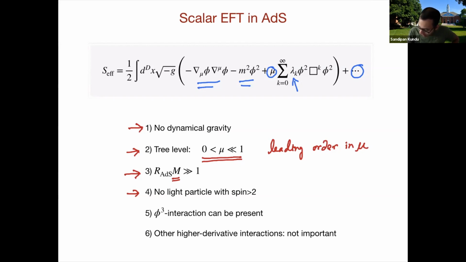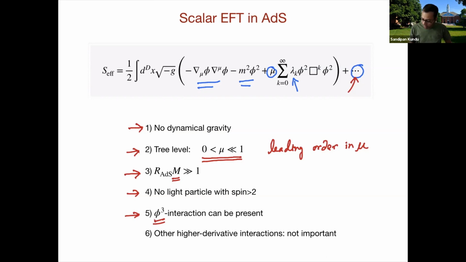And also, there can be phi cube interactions. The phi cube interactions are basically in these dots. The important point is whatever bound I'm going to derive today should not depend on whatever else is in the theory. Even if there is this phi cube interaction, I'm not going to compute its effect, and all the bounds that I'm going to derive are independent of these extra things that you can write down.